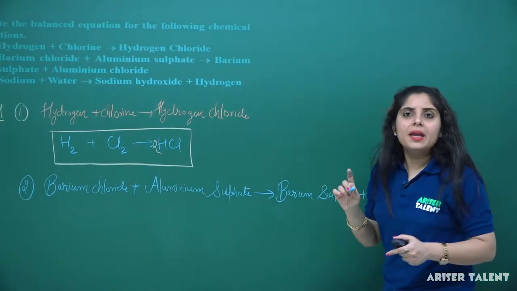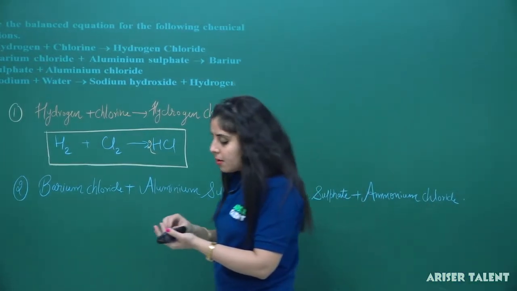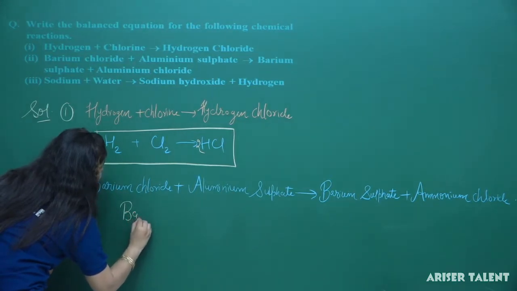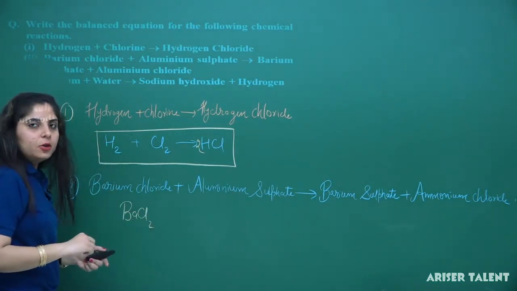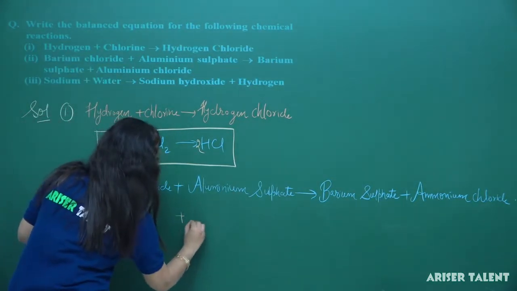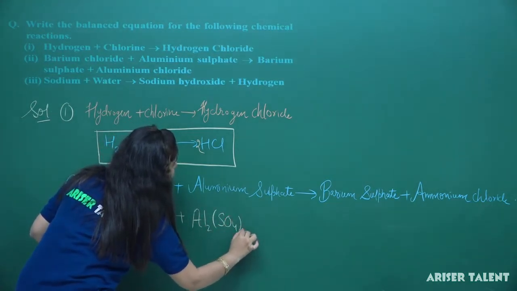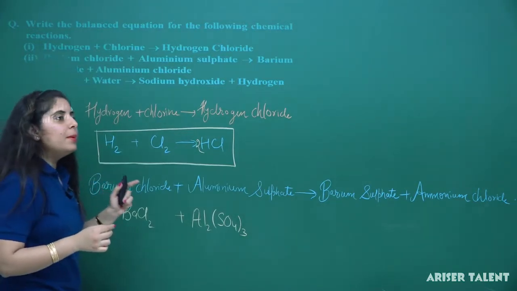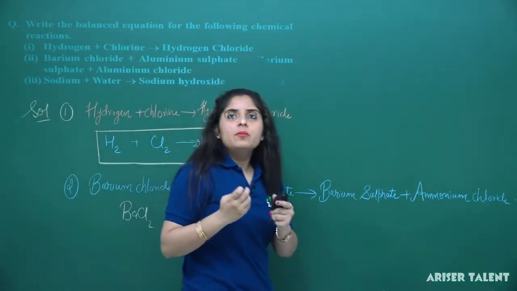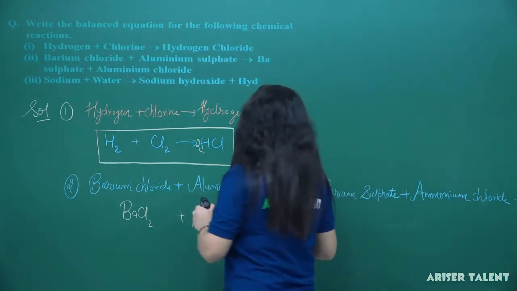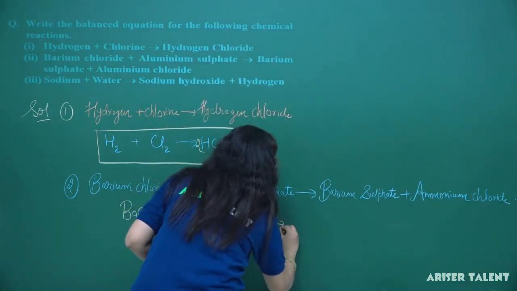Now for barium chloride, we have the formula BaCl2. For ammonium sulfate, we are given the formula Al2(SO4)3, and these formulas are from our chemistry chapter on writing the molecular formula of a compound. Now if I am going to balance this equation, what will I get?